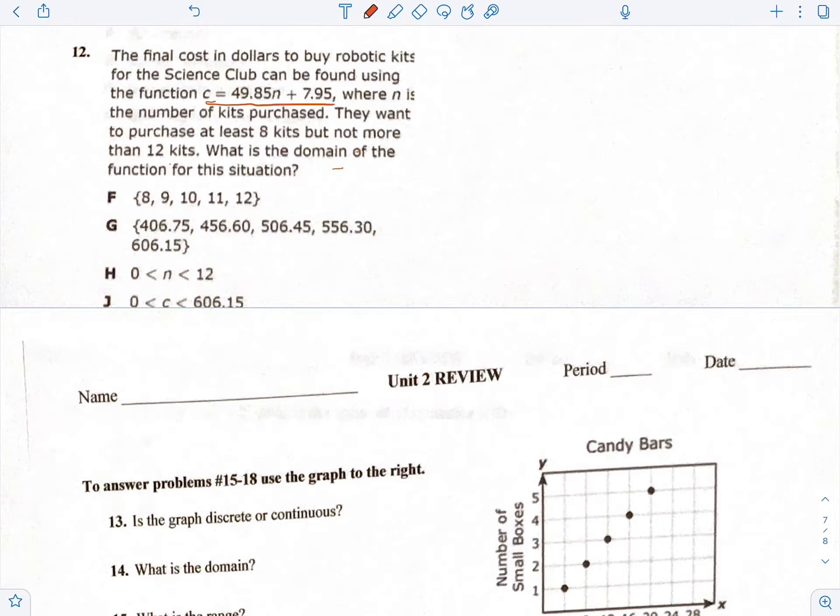All right. Remember, n is in the x place, right? And we remember that x is domain. And it said n is the number of kits purchased. The next sentence says they want to purchase at least 8, no more than 12. So they want between 8 to 12 kits. Well, can we count the number of kits? 1, 2, 3. Yes, we can. So 8, 9, 10, 11, 12. F is the domain.